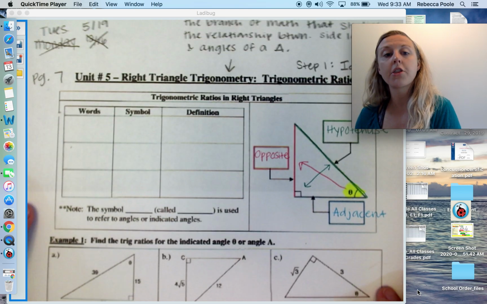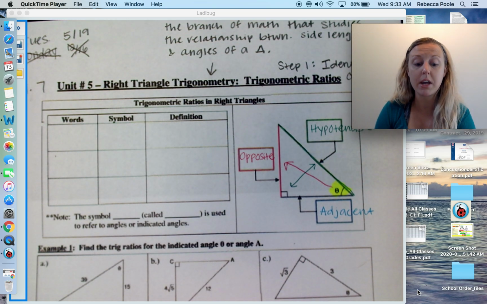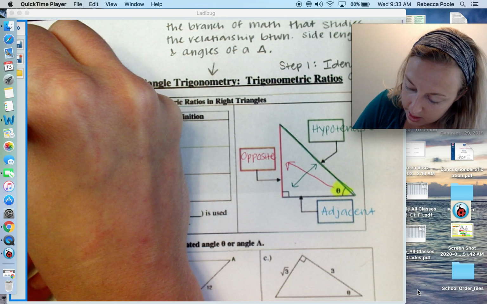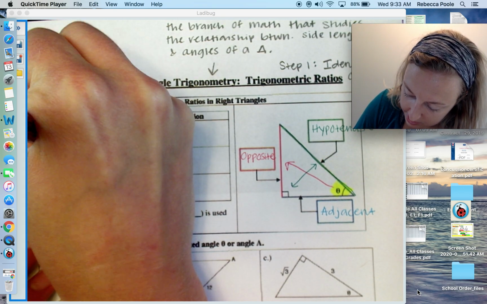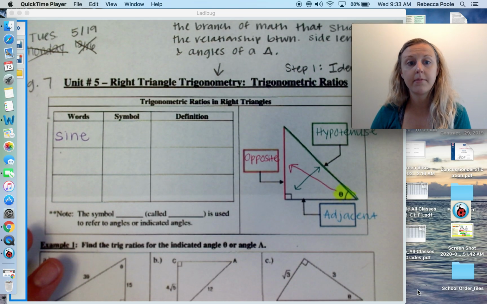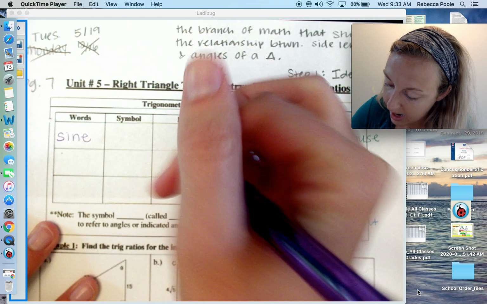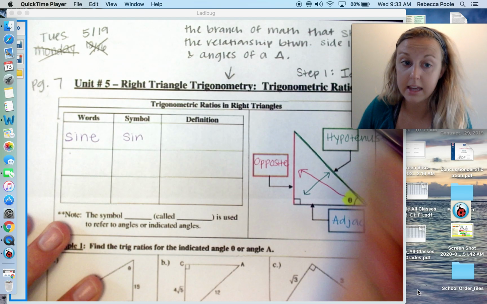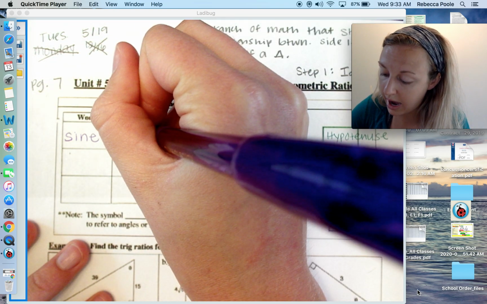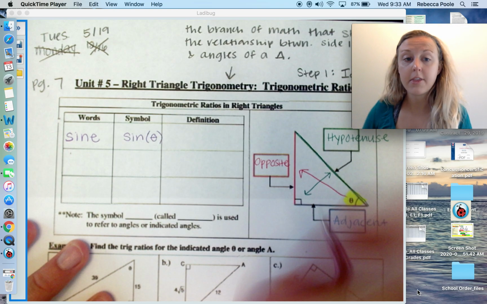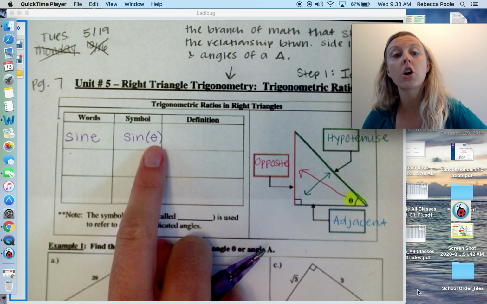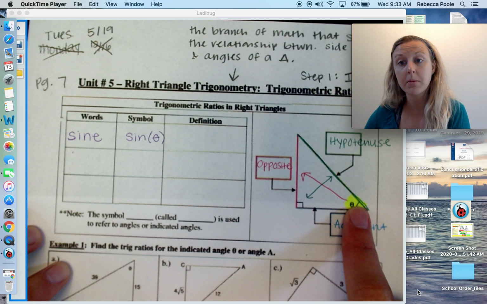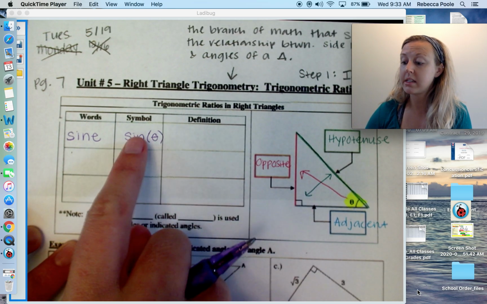All right, so there are 3 trig words that we use in Math 2. The first word being sine, okay? Now, the symbol for sine, or the abbreviation, is SIN, okay? So sine of, now this part's important, the angle. Whenever you're doing trig, you're always taking the trig function of the angle, because the angle is your starting point. That determines the sides. So this is the sine of the angle.